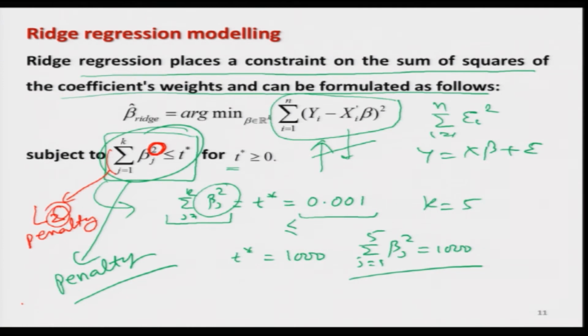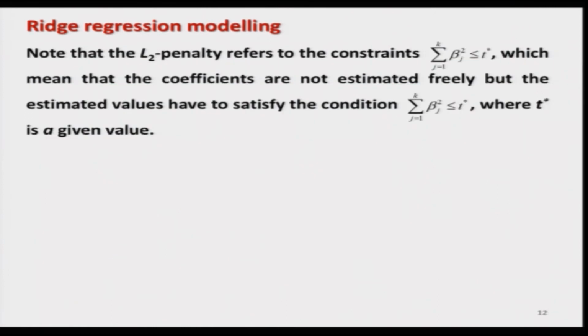This 2 is coming from this 2, actually. This is square. That is what you have to keep in mind, because when you try to read any book on lasso regression, they will be talking of L2 penalty, L1 penalty. So, I will try to explain all these words.